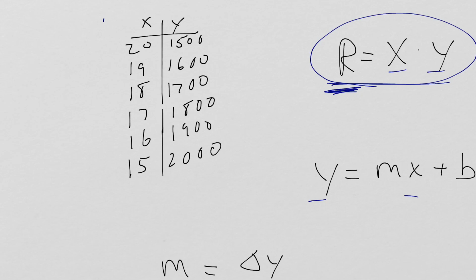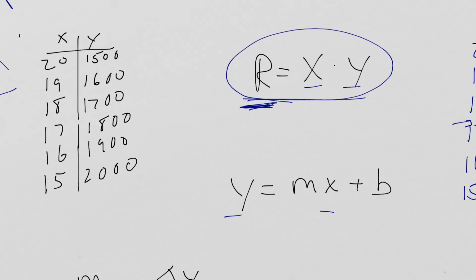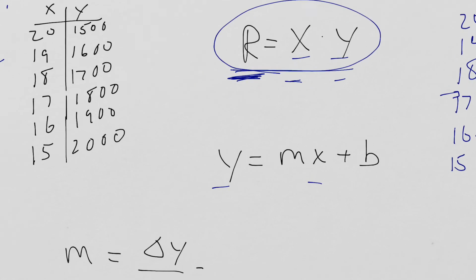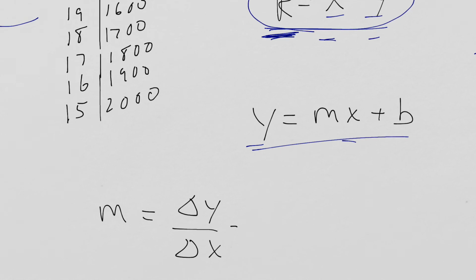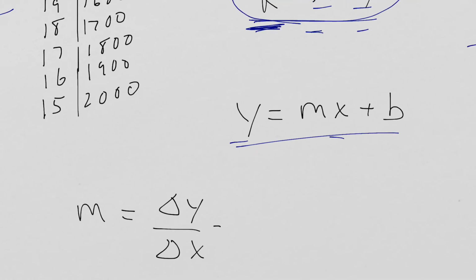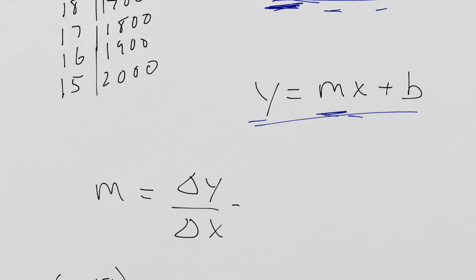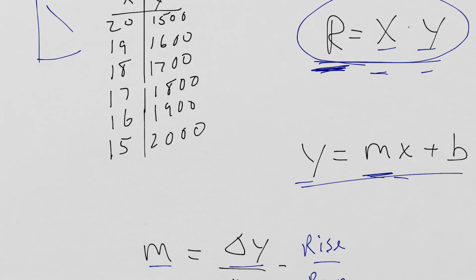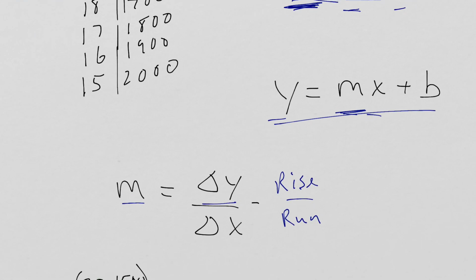So it looks like as X goes down, Y increases. So this graph would look something like this. Then we want to find the equation of that line so we can figure out what Y is for all the X values. So how do you find the equation of a line? Well, y equals mx plus b. We're going to figure out what m is. We know m is the change in y over the change in x, delta y over delta x, or rise over run. So as I go from point to point, how much do I rise over how much do I run?